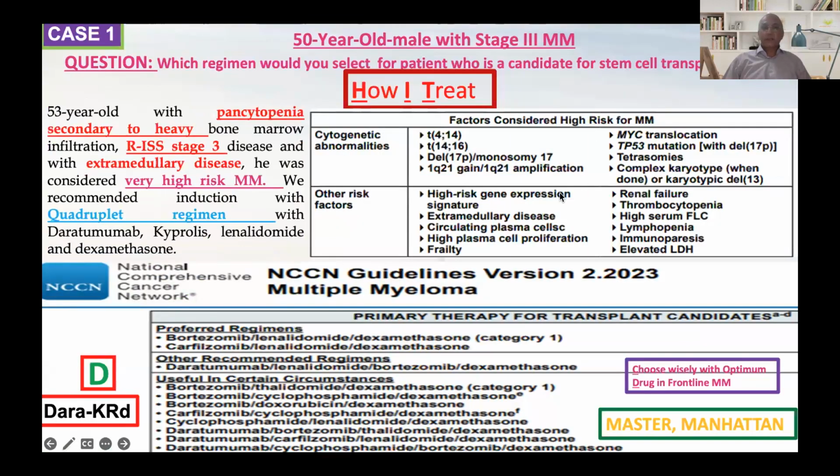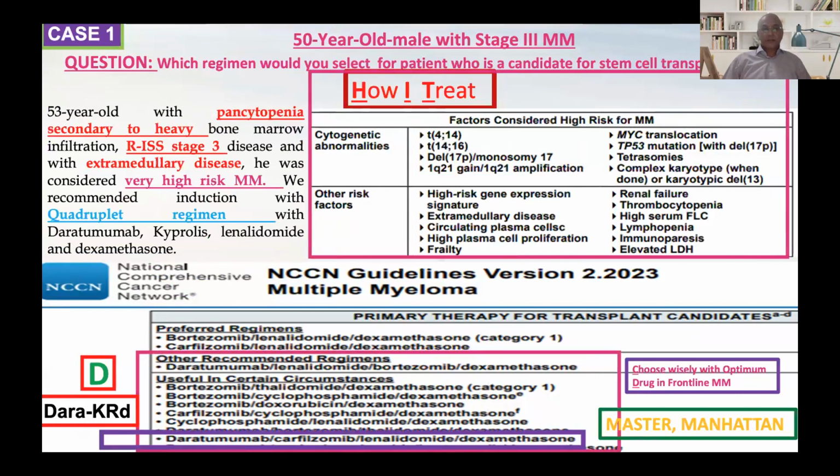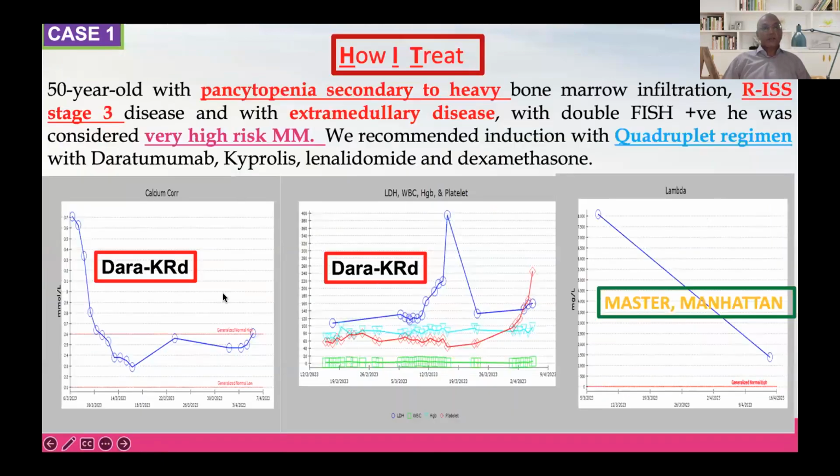This was in 2023. Now, the important thing in the NCCN guideline, if you see, the best thing you can give here, the sooner the better, is DARA KRD, based on the MASTER and MANHATTAN trials. So in this patient, we started with the aggressive quadruplet DARA KRD, and here you see calcium is improved. And here you see with the first cycle, the light chain was 8,000 and reached 2,500. This was good so far.